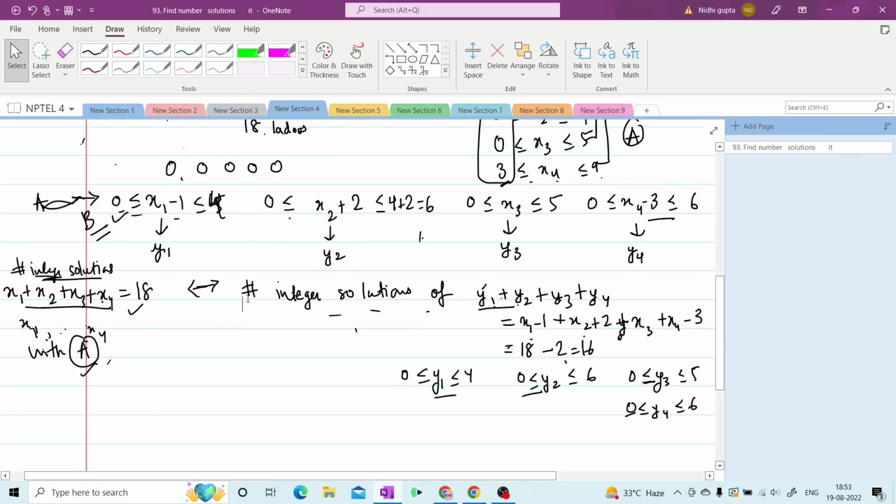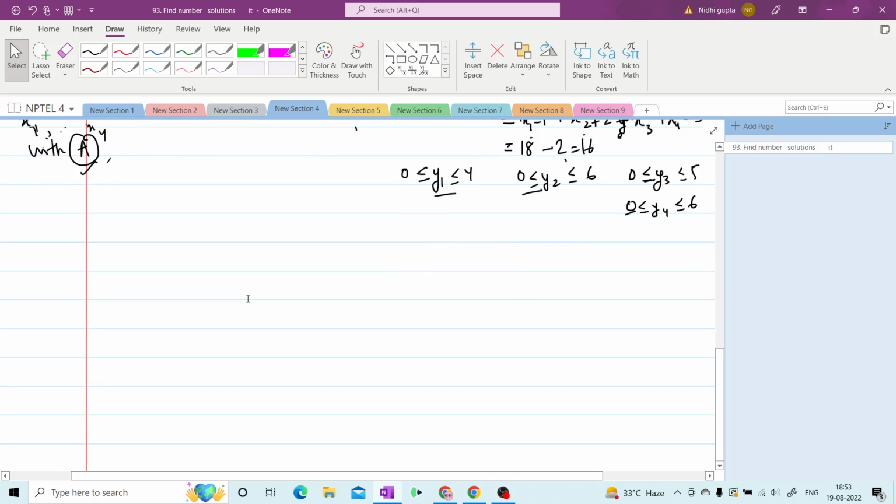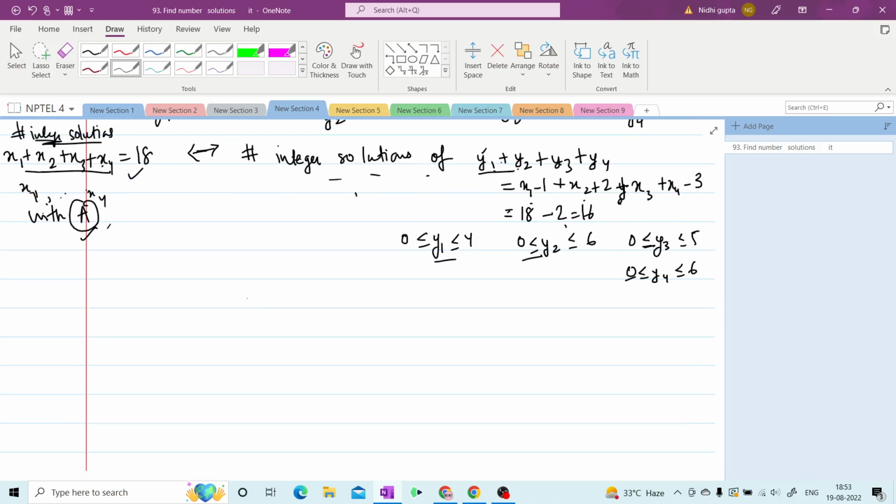Yes, ma'am. So now we have changed this into a simpler problem where all the lower bounds are 0. The next hurdle is that we have these upper bounds, this restriction on y1, y2 and y3. So we take these restrictions.